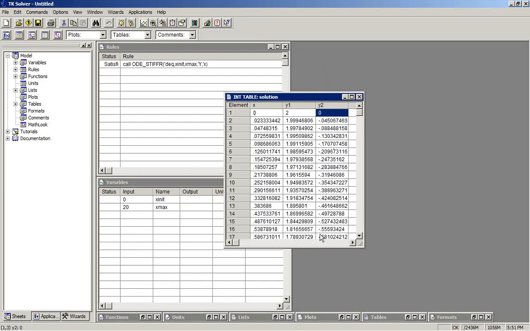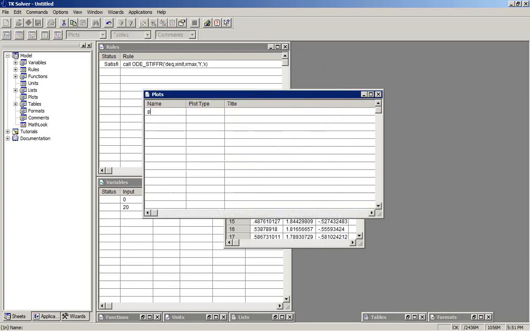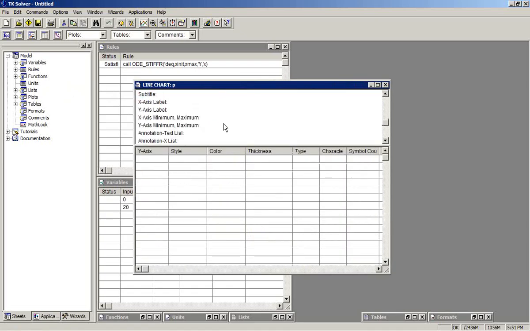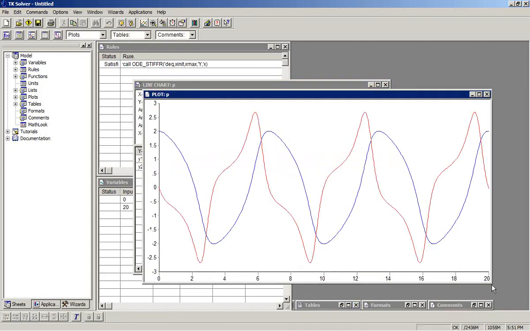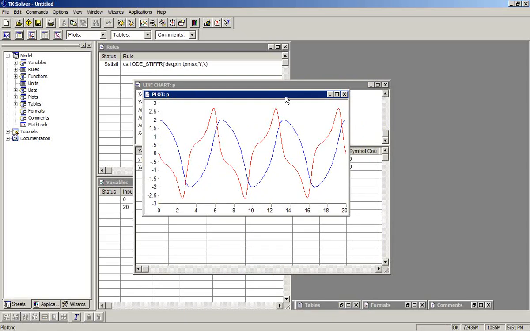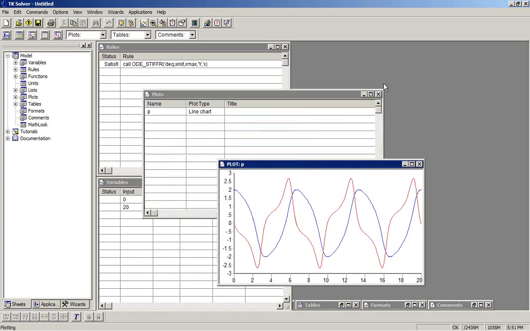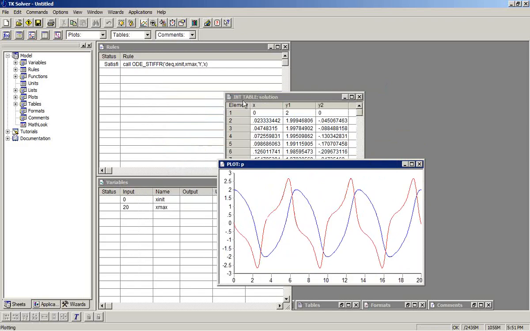When I solve, we get the solution. You can also see a plot of that, just as before with the single solution. And let's select that plot. And there is a plot of that solution right there. That ends the second session on solving differential equations with TK Solve.